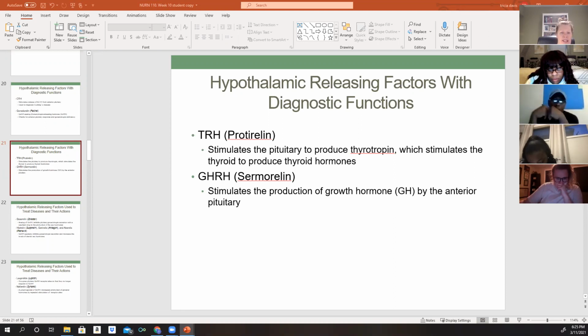Then we also have the GHRH, which is growth hormone releasing hormone, also known as sermorelin. That's what we can use to test people. It's a man-made hormone. It stimulates the production of the growth hormone by the anterior pituitary.